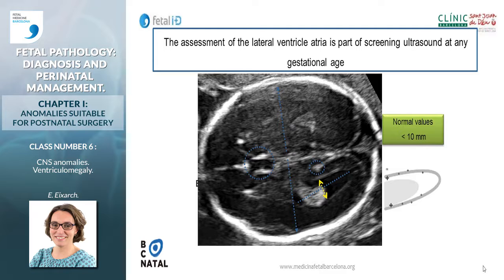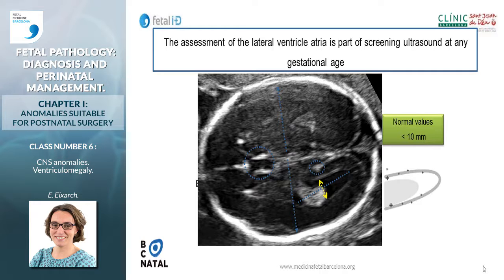Nevertheless, depending on the gestational age, this choroid plexus can be more anterior, so we're going to do the measurement at the parieto-occipital fissure. It is important to place the calipers in the internal part of the lateral ventricle. The normal values are below 10 mm throughout the gestation, and any value above 10 mm will be defined as ventriculomegaly.